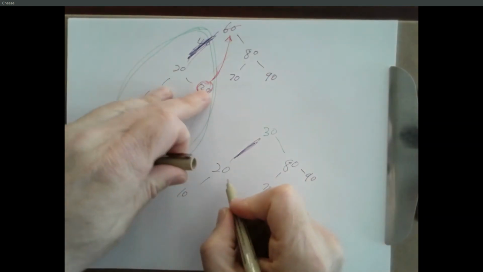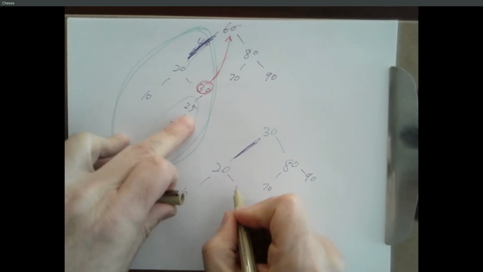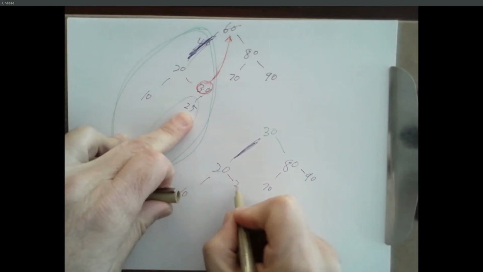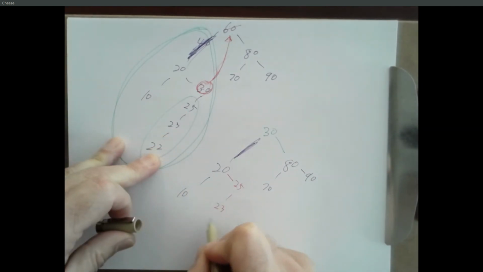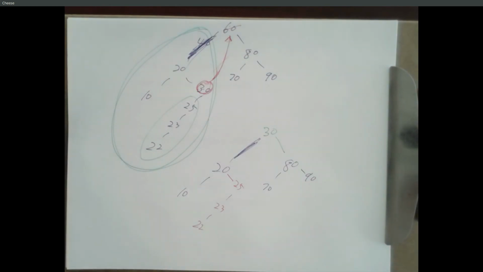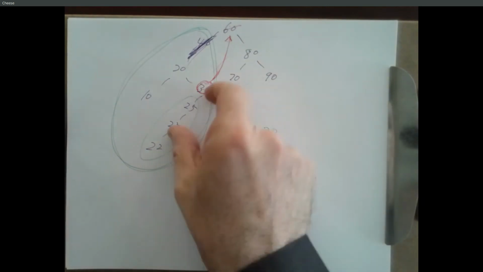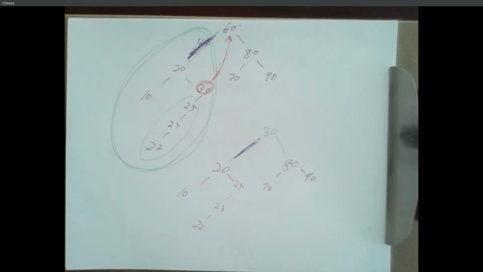But 20, which lost 30 on the right, is going to adopt 30's child, 25, 23, 22. And you've still got a BST. Yeah? Could you also replace 30 with one of its children? Effectively, that's what we're doing, is we're just moving this up in place of 30. Yes, exactly.